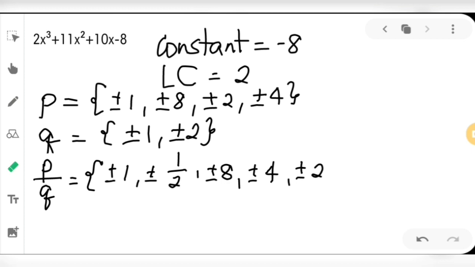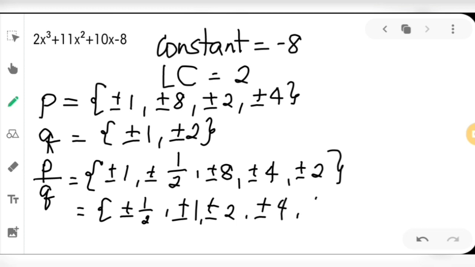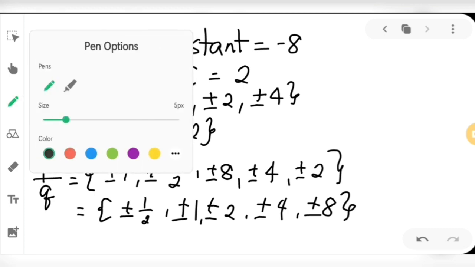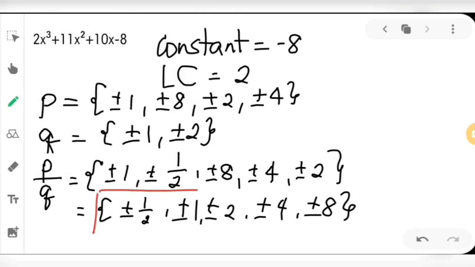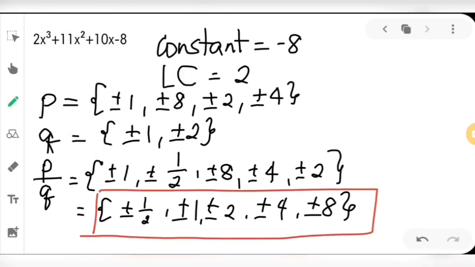So, these are now the possible rational roots. Now, we can write this in ascending order. So, we have positive negative 1/2, positive negative 1, positive negative 2, positive negative 4, and positive negative 8. So, again, these are the possible rational roots.